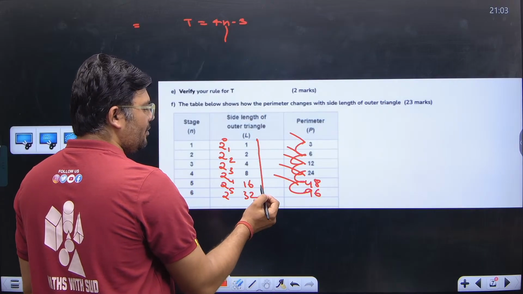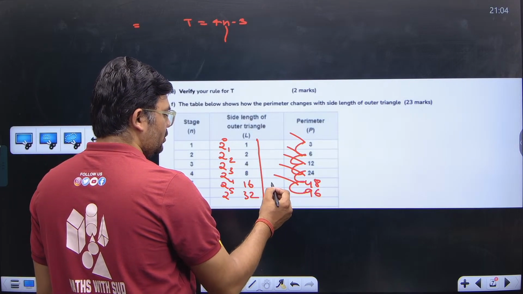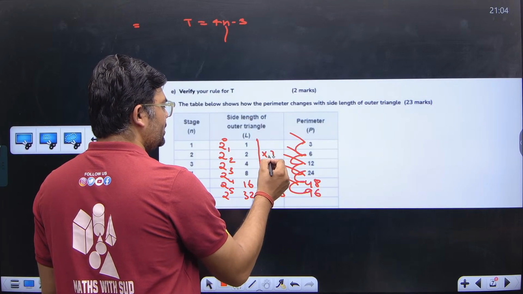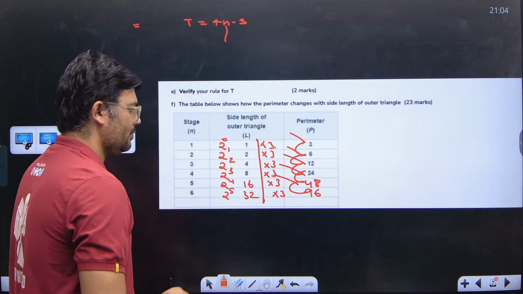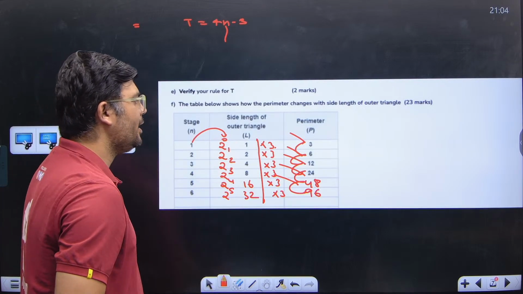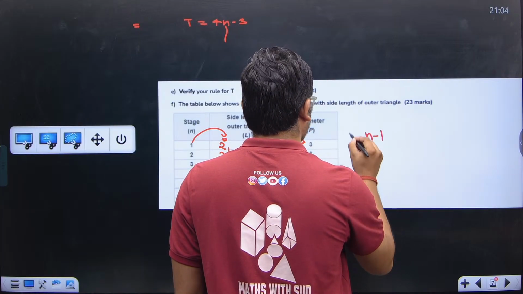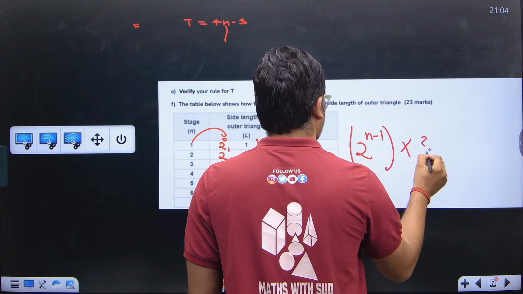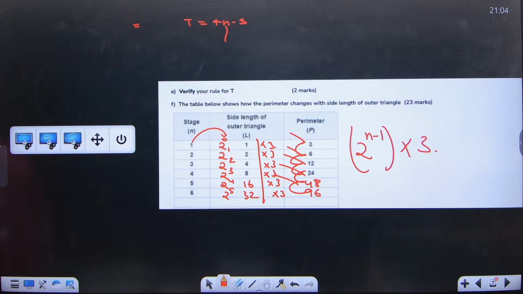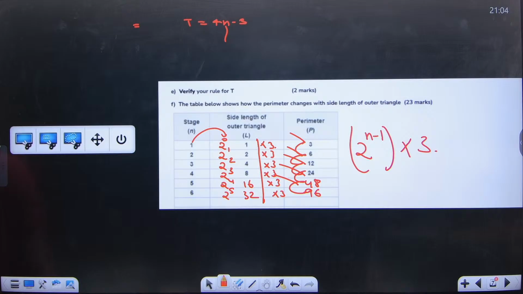And then every number was multiplied by 3, if you look at it carefully. This was multiplied by 3 because a triangle has 3 sides. Are you getting it? So the first number is actually, instead of 1, it is 0. So you can write it like this: 2 to the power n minus 1 multiplied by 3. Just check if it is working or not.